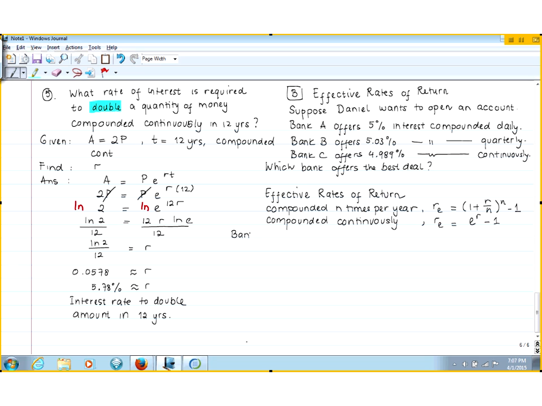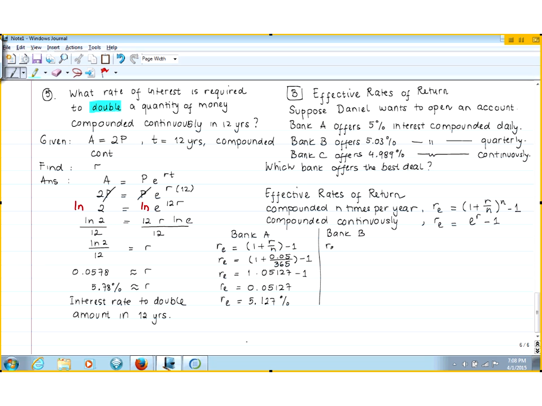So we're comparing 3 banks. Bank A, our effective rate of return is (1 + r/n)^n minus 1. So this is 1 plus 0.05 divided by 365, raised to the 365, minus 1. If you use your calculator, this is 1.05127 minus 1, so this is 0.05127. So this is 5.127%, the effective rate of return for bank A.